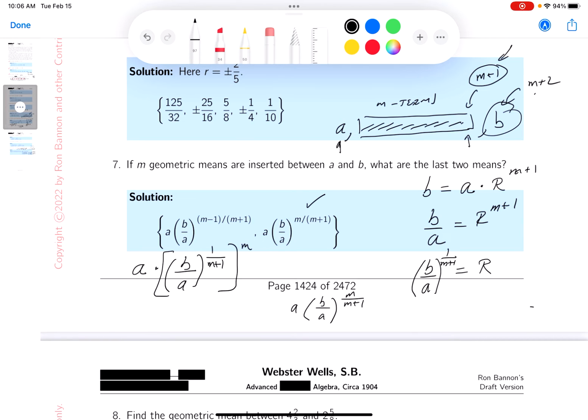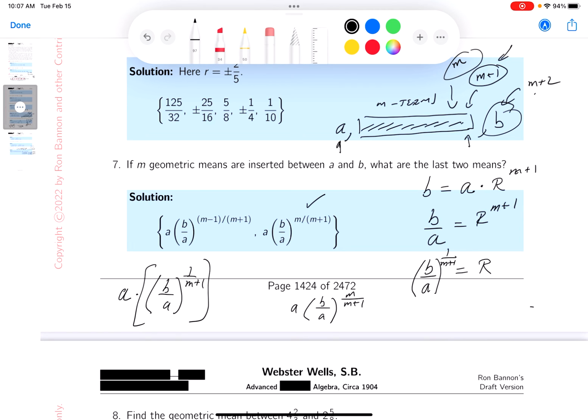All right? Let's do the other one. Let me get my eraser out, and let me erase this guy over here. I'm done with that. So I'm going to do the one prior. We just did the M plus 1. What's the one prior? It's M. So what do I have to write down? Well, it's going to be A times that common ratio, which is B over A to the 1 over M plus 1. And we need to raise that to what power? Well, we're looking at the Mth term now. And what's that going to be? M minus 1.